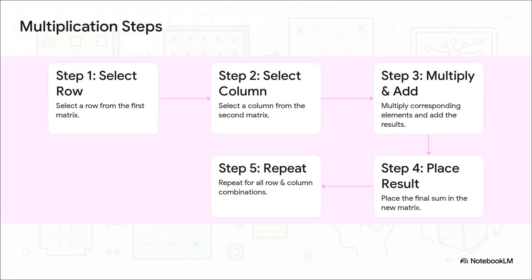The process itself kind of follows this simple, repeatable rhythm. You take a row from the first matrix and you pair it with a column from the second one. Then you multiply their matching elements and just add up the results. That final number becomes a single entry in your brand new matrix. You just keep doing that little dance until every single spot is filled. Let's actually see it in action.